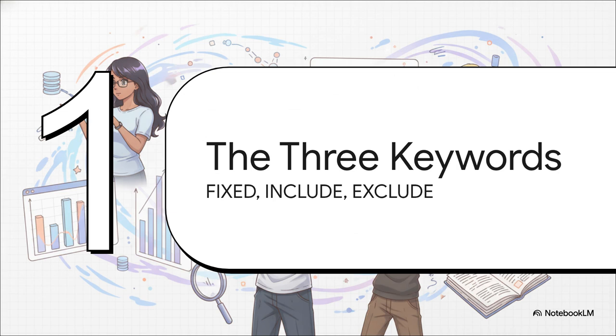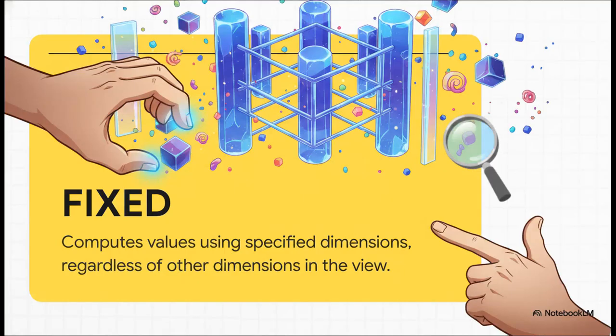All right, so let's break down those three essential keywords. Each one gives you a totally different kind of superpower over your data's granularity. First up, we've got fixed. Now this one is arguably the most powerful of the three. It calculates a value using only the dimensions you tell it to, and it completely ignores everything else in your view. It literally fixes the calculation at that specific level.